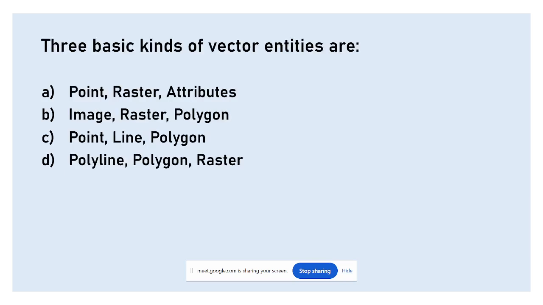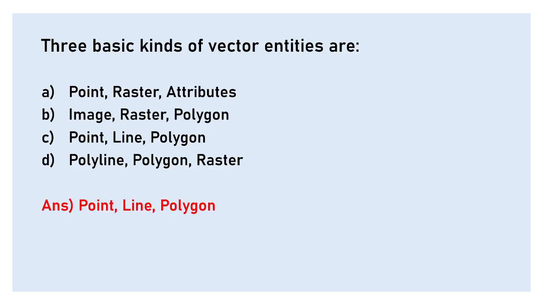Three basic kinds of vector entities are. This is very simple, we have already discussed it. I have recapped it multiple times. So the answer is point, line and polygon.